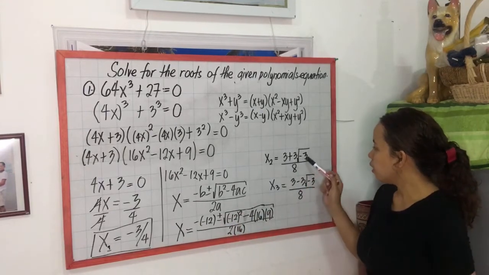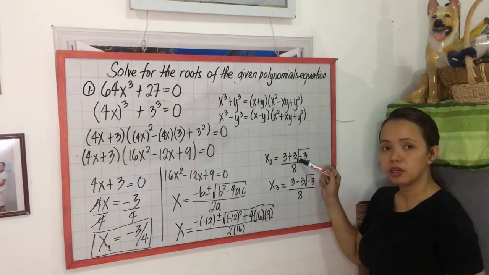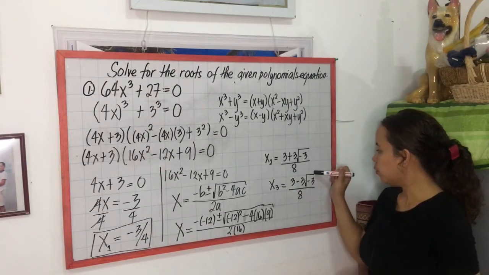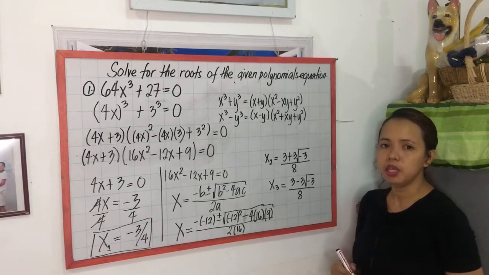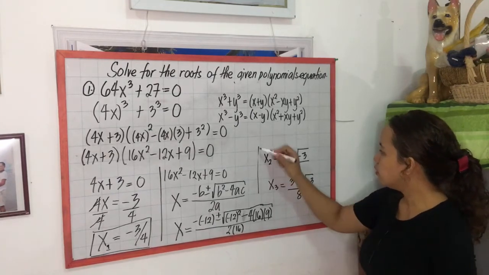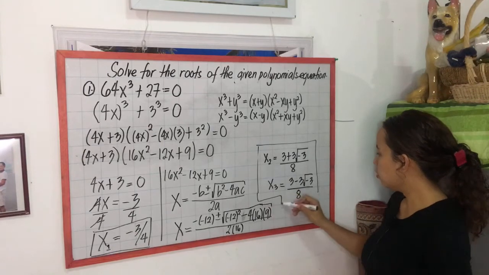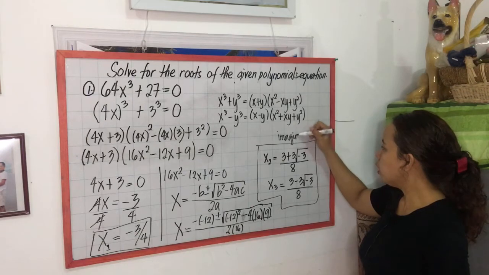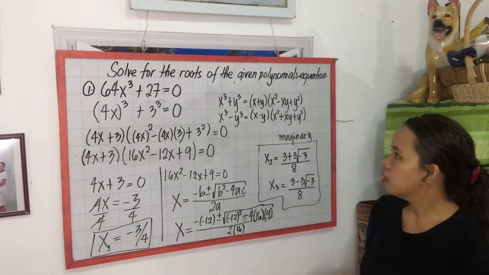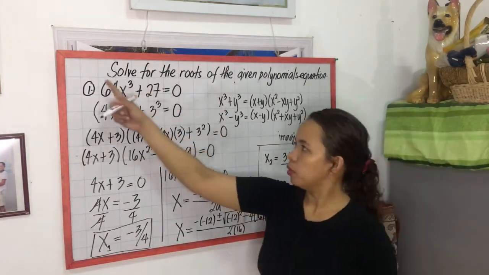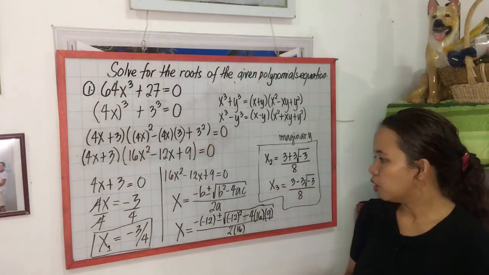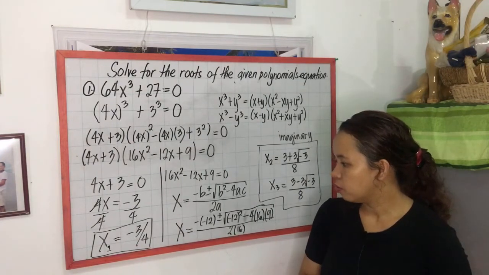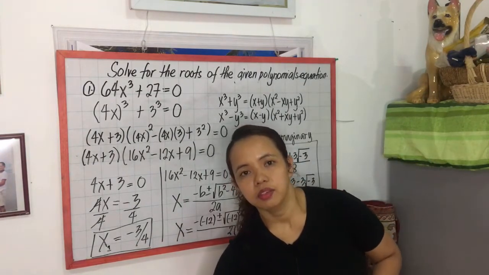Okay, as you can see, we have a negative number inside the square root. And the same as the other root. Okay, negative number inside the square root. So, that means all of these roots are imaginary. So, we cannot consider this one as the real root of our given polynomial equation. So, the answer is only one. The root is equal to negative 3/4.